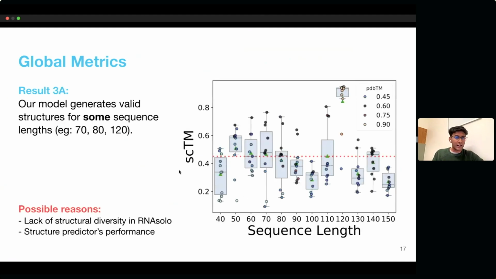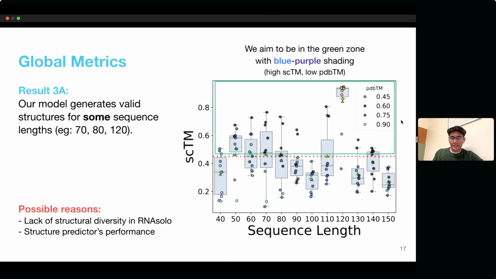Next, we want to look at how realistic or how valid these generated backbones are. And you can see that simply because of the current structural diversity in RNA solo, you get this sort of length bias towards certain sequence lengths like 70, 80, 120. Essentially, we want to be in this zone here where the self-consistency score is very high, and you see low PDBTM, which means it's pretty novel. You don't really see similar structures in the PDB.